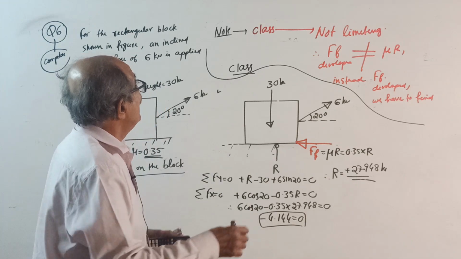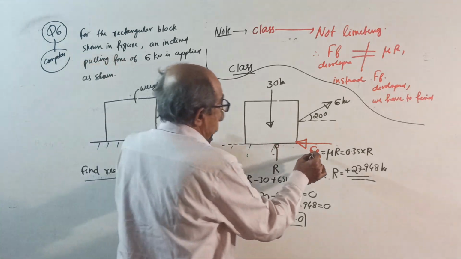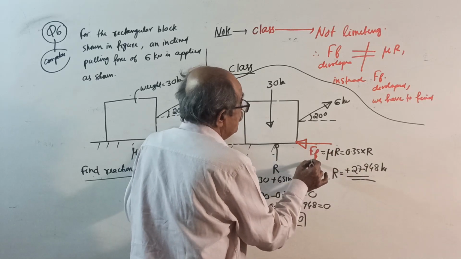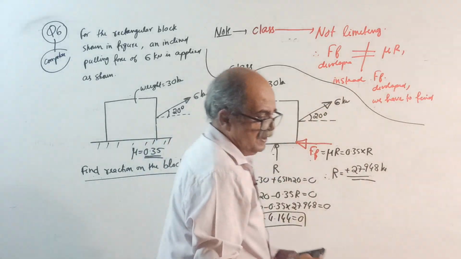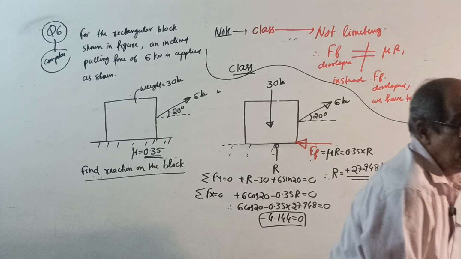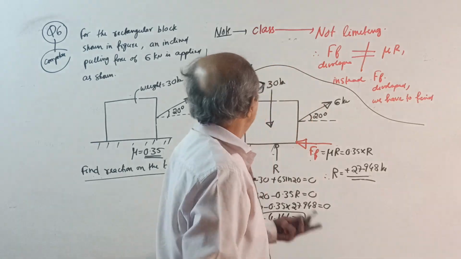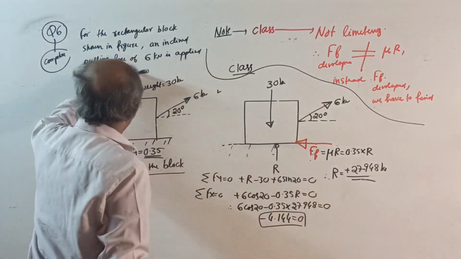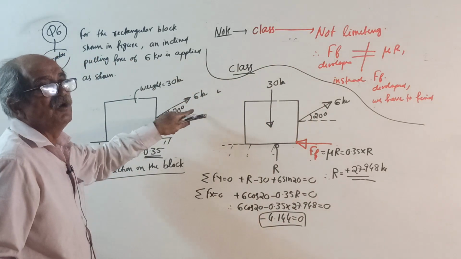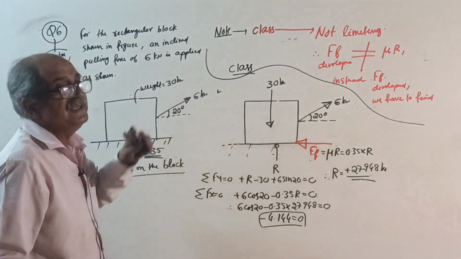The mistake is that they will take FF equal to mu R. FF will not be at limit. FF limit equal to mu R applies only when the block is on the verge of moving. Nothing is given in the question. This is simply resting on the ground, and somebody is applying a force.